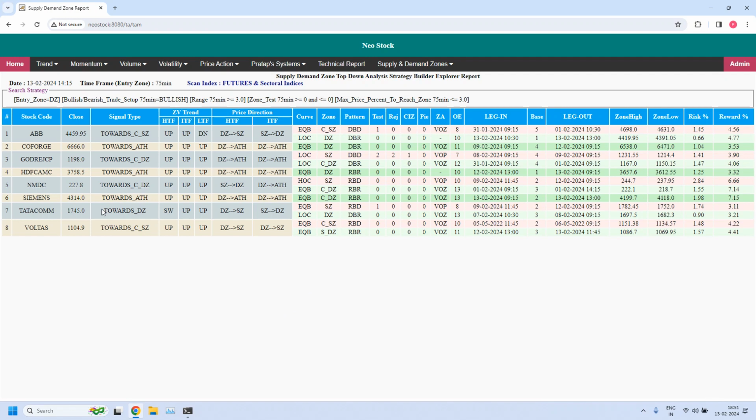Tata Communication is moving towards the demand zone. Price direction. And Godrej Properties is also moving towards the demand zone. And NMDC is also moving towards the demand zone. 3 stocks' price direction is moving, but they're all within 3% level. If the price fell down by 3%, probably you may get an entry tomorrow.